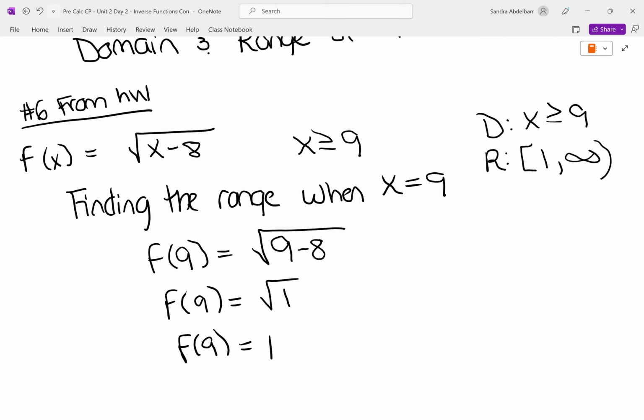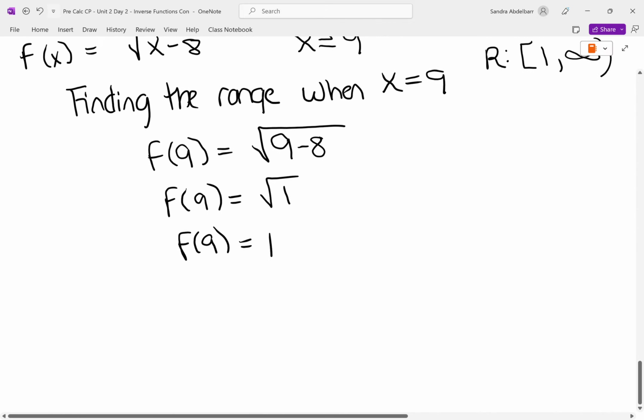Okay, so we found the domain and range of the original. The domain was given to us because they gave us a restricted domain. And that's going to be more along the lines of what you're going to be seeing on tests where I give you a restricted domain. And then you use that restricted domain to plug in to find the corresponding range. Okay, so now we're going to find the inverse.